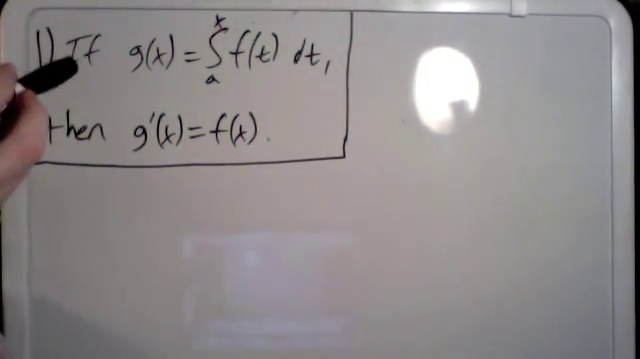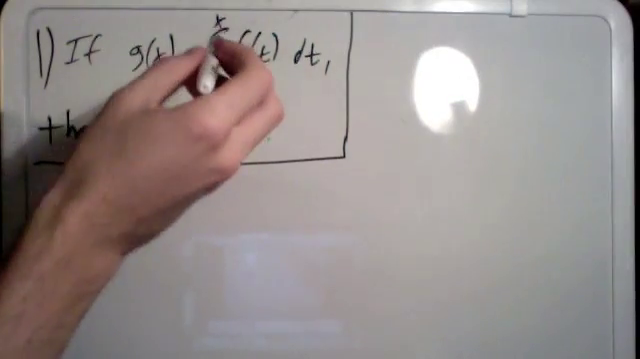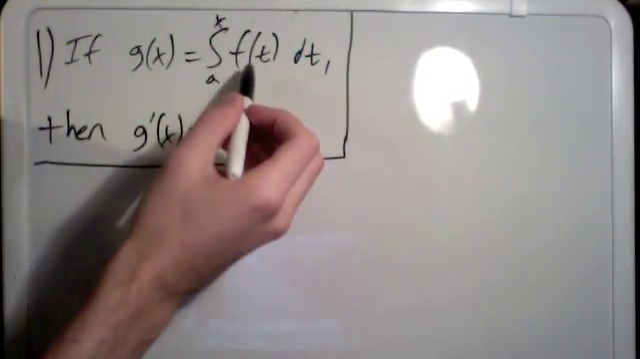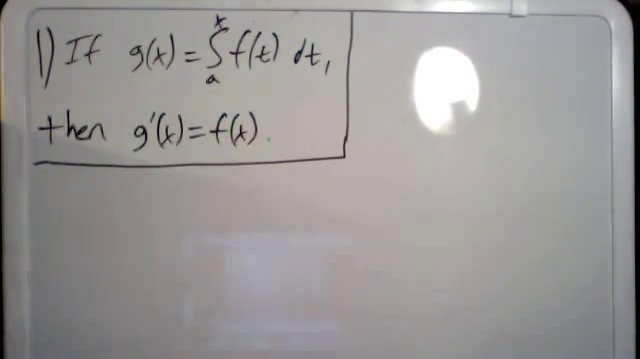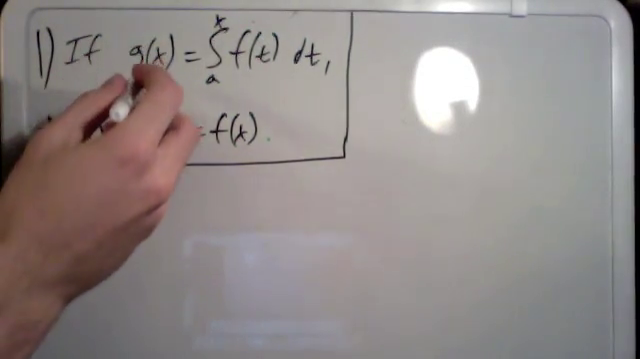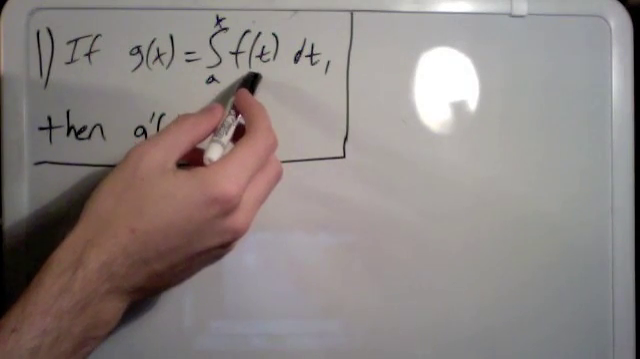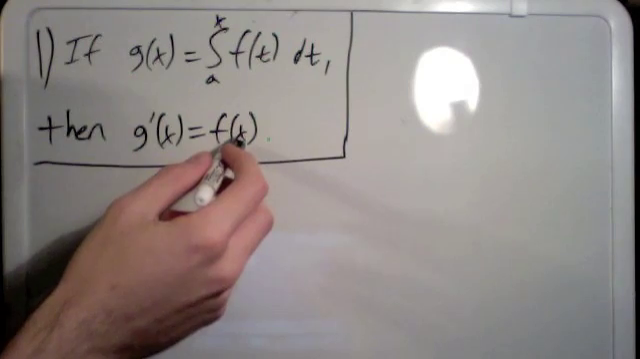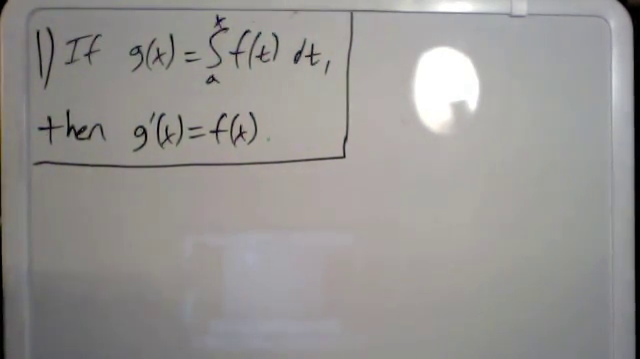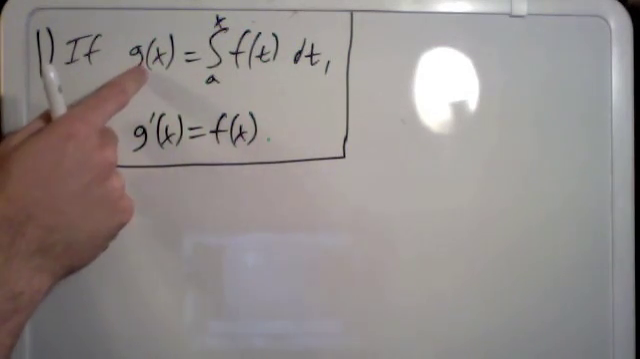Alright, so again we have the first rule of the fundamental theorem of calculus. If some function g of x is equal to the integral from a to x of f of t dt, then g prime of x, the derivative of g of x, is equal to f of x. So this first part is just saying that if some function g of x is equal to the integral of another function, which is f of t, then the derivative of g of x, g prime of x, is equal to f of x.